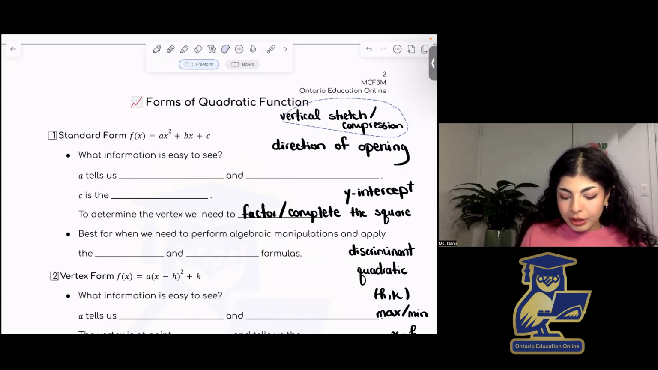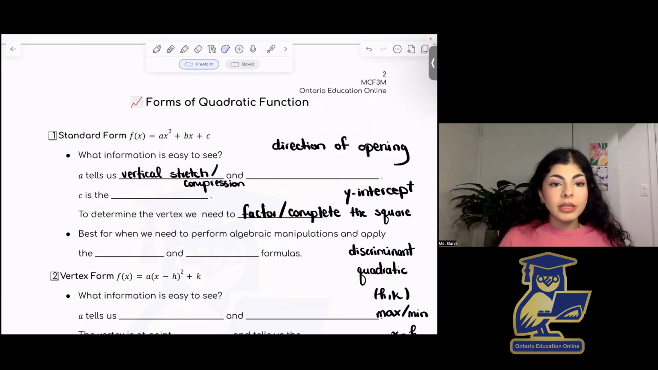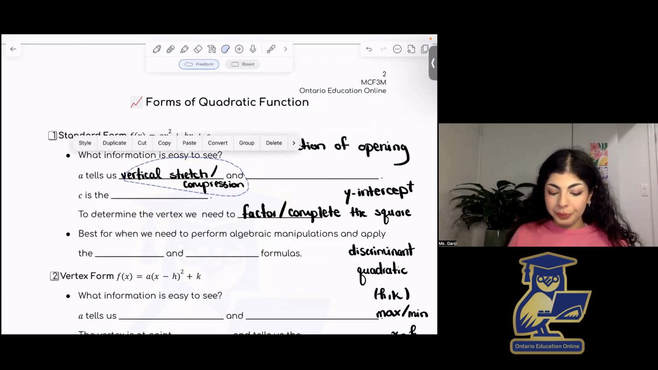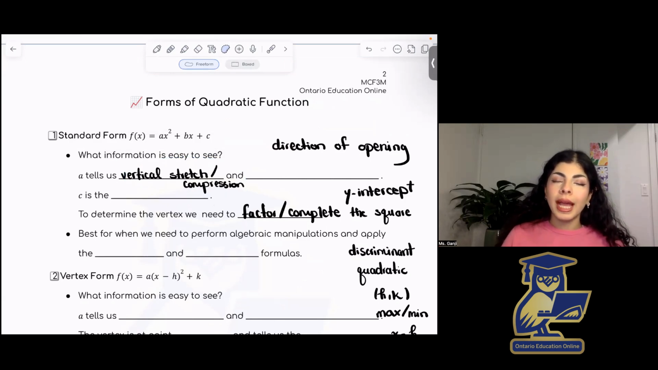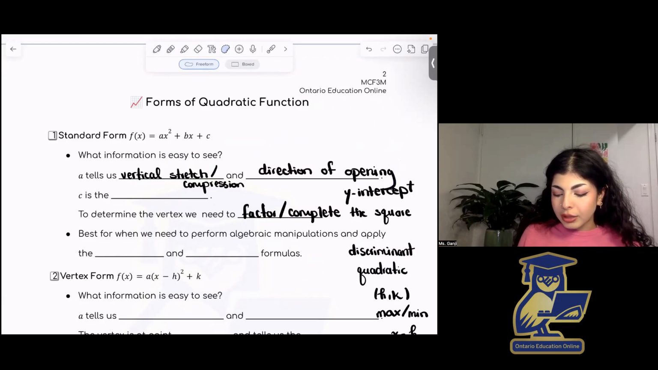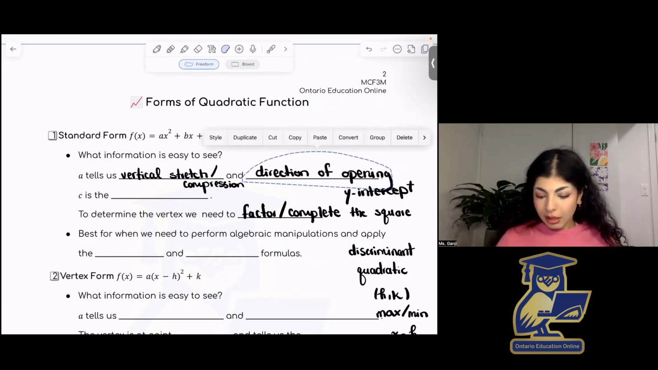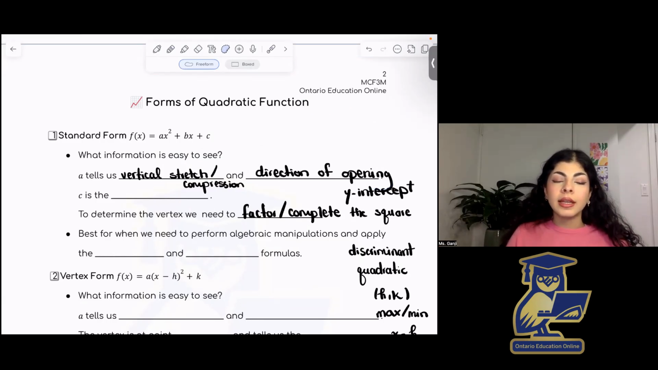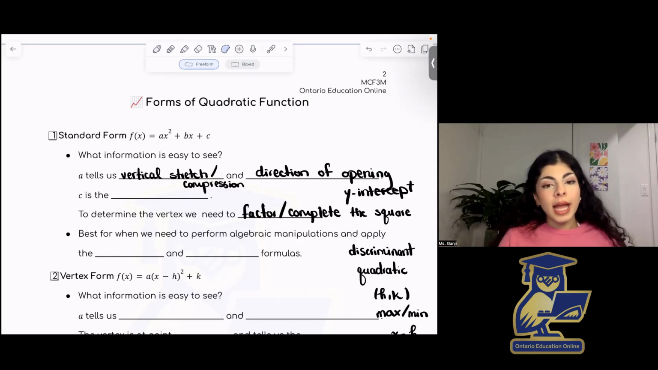Starting with a, a tells us first the vertical stretch and compression. So based on the value of a, we saw when a is less than 0, or when a is between 0 and 1, or when a is greater than 1, we have a vertical stretch or compression. We also saw that a tells us the direction of the opening. So when a is greater than 0, the parabola opens upwards, and when a is negative, our parabola opens downward.